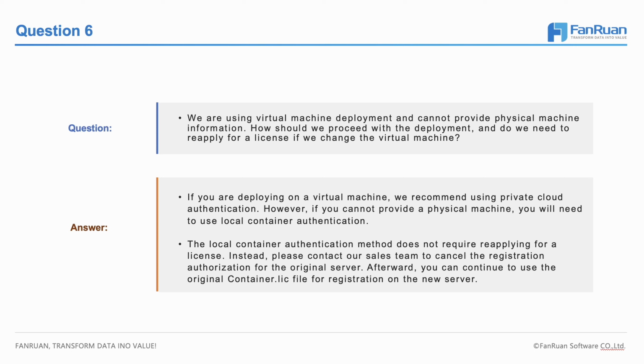Question 6. We are using virtual machine deployment and cannot provide physical machine information. How should we proceed with the deployment, and do we need to reapply for a license if we change the virtual machine? If you are deploying on a virtual machine, we recommend using private cloud authentication. However, if you cannot provide a physical machine, you will need to use local container authentication. The local container authentication method does not require reapplying for a license. Instead, please contact our sales team to cancel the registration authorization for the original server. Afterward, you can continue to use the original container.lic file for registration on the new server.